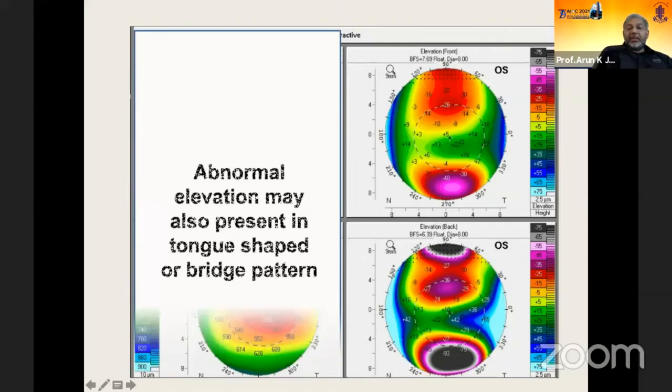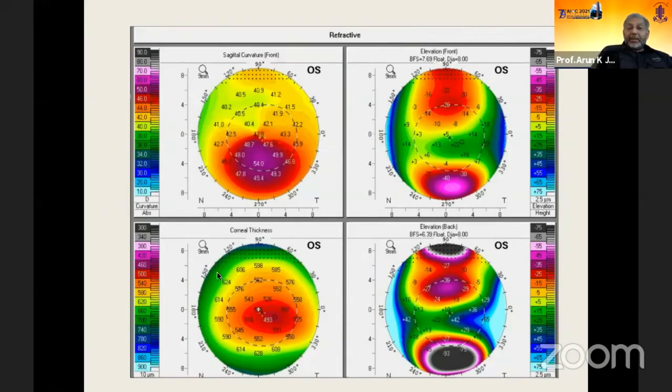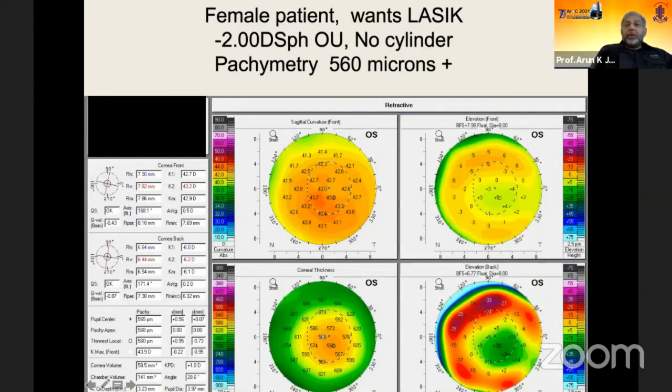And this is the anterior elevation map showing a high K reading as well as a very thin cornea in a case of advanced keratoconus. But this is another case. The patient came to us with minus 2 diopter of refractive error with no cylinder, and there was a pachymetry of 560 micron. As you can see, there is a slight asymmetry of both eyes. Thickness is okay. Back elevation is slightly on the higher side, but within the normal limit. So what to do in these cases?